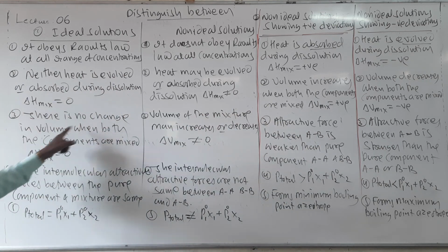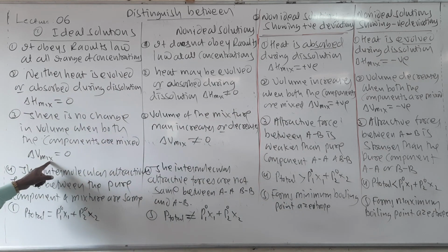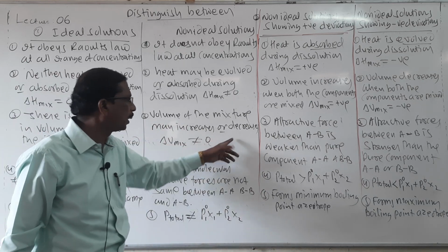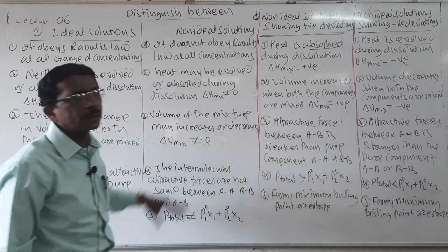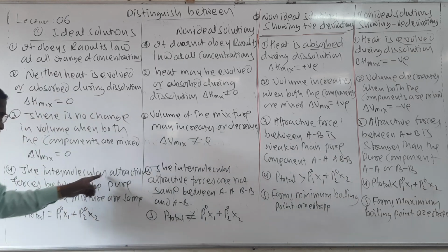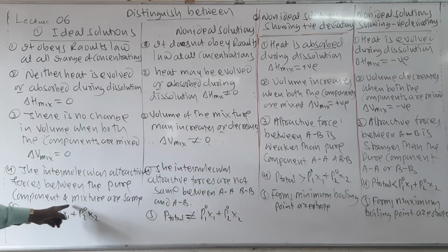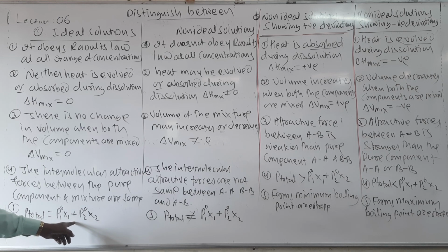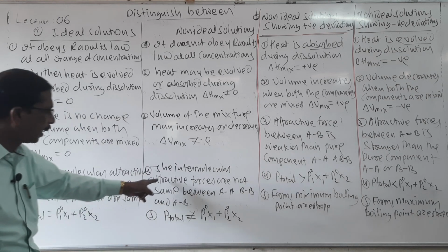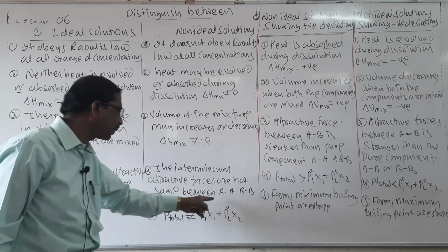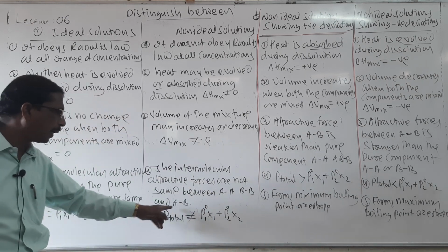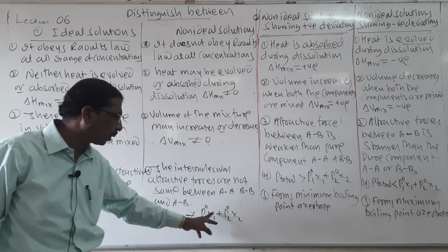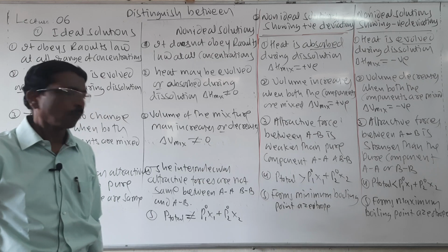And then there is no change in volume when both the components are mixed, delta V mix is equal to 0. Here, volume of the mixture may increase or decrease. It depends upon its nature. And then the intermolecular attractive forces between the pure components and mixture are same. So, therefore, here P total is equal to P1 naught x1 plus P2 naught x2. And here the intermolecular attractive forces are not same between AA and BB, and AB. So, therefore, P total is not equal to P1 naught x1 plus P2 naught x2.